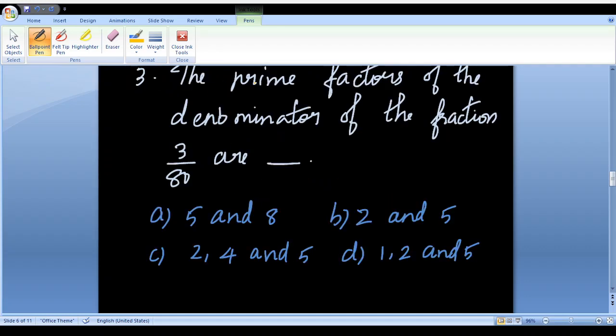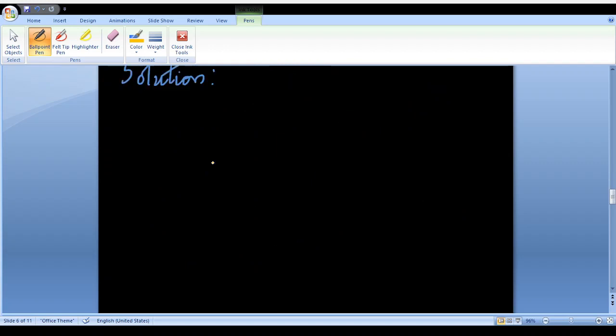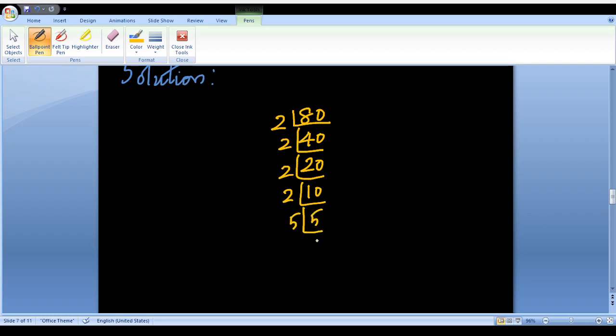So the third question is, the prime factors of the denominator of the fraction 3 by 80 are. We have to find the prime factors of the denominator of this fraction, that is 80. So we'll start with 2: 80 gives 40. Again, if we start with 2, we'll get 20. Again with 2, 10. Again with 2, 5. Again with 5, 1.